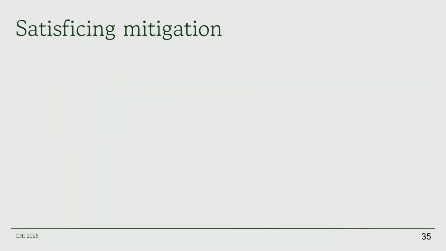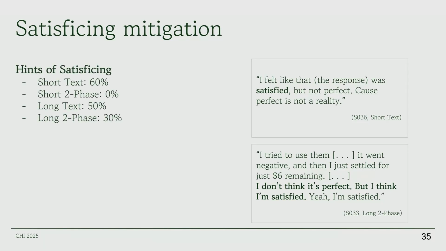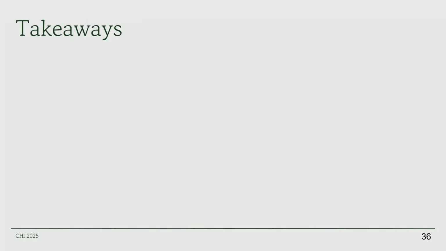We also identified instances of satisficing, where participants settle for a satisfactory answer rather than optimizing their responses. This is evident in the two quotes shown here. Although we did not explicitly ask about satisficing, our analysis of respondents' approaches revealed that over half of the text interface users exhibit satisficing behaviors. In contrast, we observed fewer instances among the long two-phase participants and none among short two-phase participants. This suggests that the two-phase design may help reduce satisficing behavior.